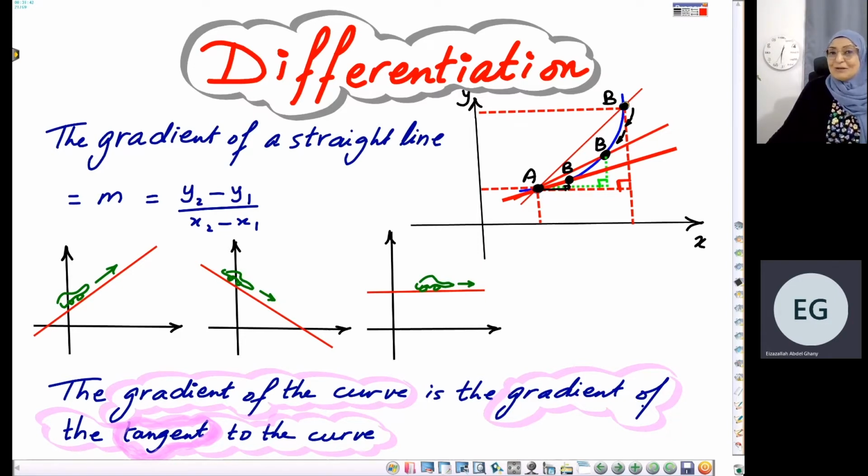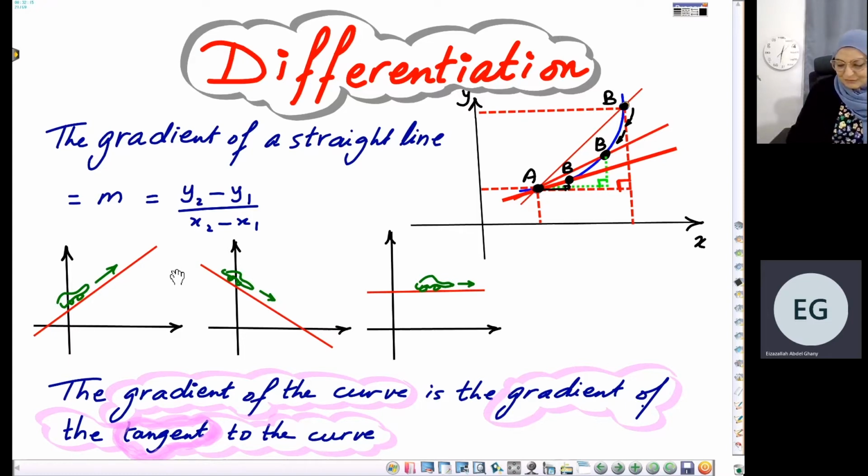First of all, you know about the gradient of the line. It's easy. The gradient of the line is rise over run, which is the difference in y's over the difference in x's. Here is the gradient of the line, and I'll give you some examples. In this case, you're coming from left to right and going up the hill, so it is a positive gradient. Going up, positive gradient.